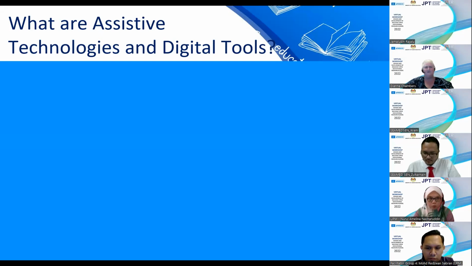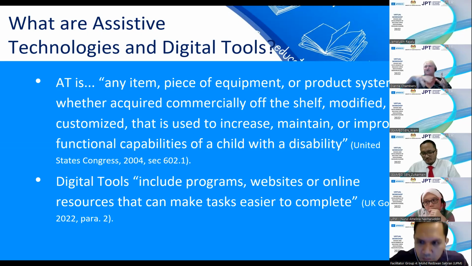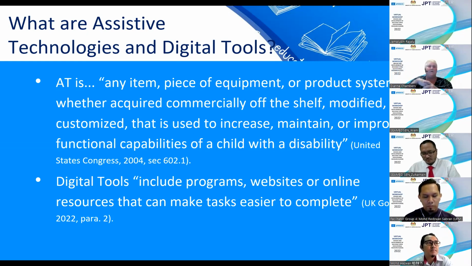So there's a wide range of different assistive technologies. When we look at assistive technology, it's really any item, piece of equipment or product system, whether it's acquired commercially, off the shelf, modified or customized, something that you can use to improve the functional capabilities. So what we're looking at is the function of the person and how we can make sure that they can actually access that function.